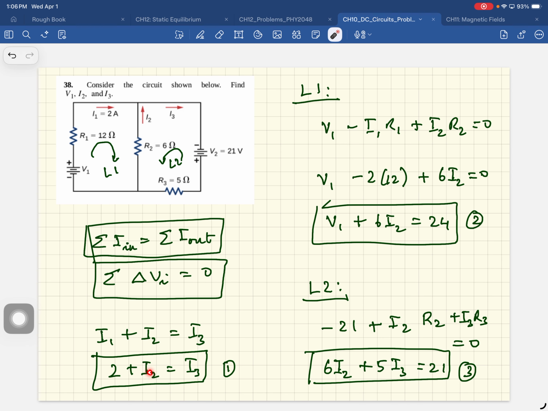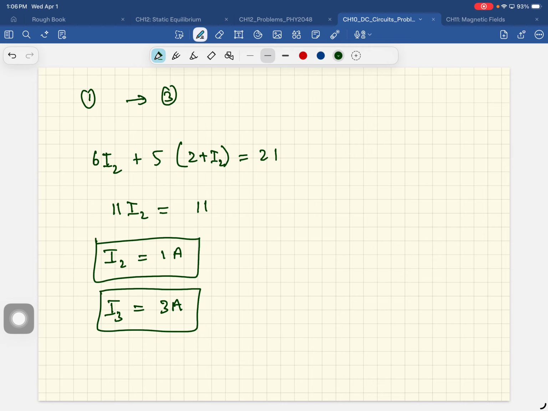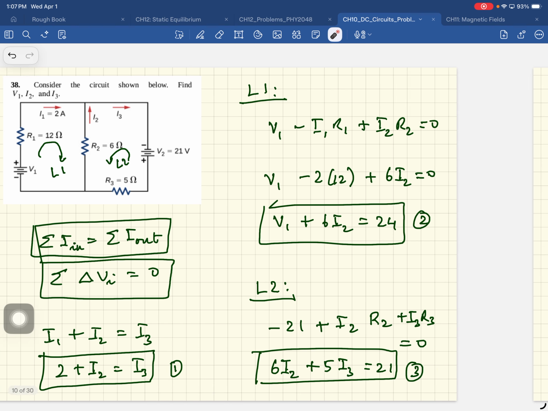I2 is 1 amp, so this equation tells us I3 is 3 amps. And then what is the last unknown? V1. So we'll put in I2 was 1 amp, so this would be 6, and 24 minus 6 would be 18. V1 will be 18 volts.